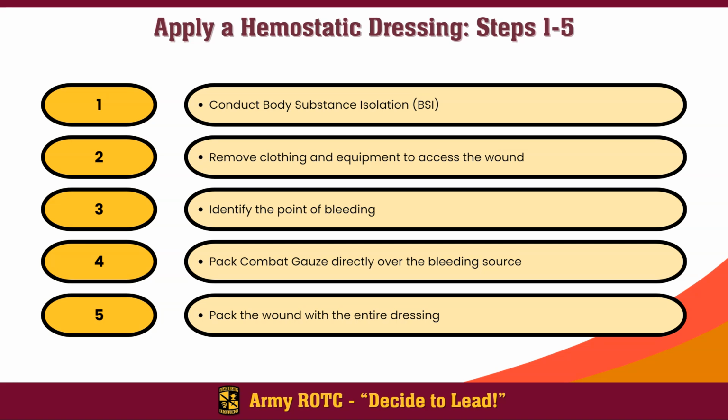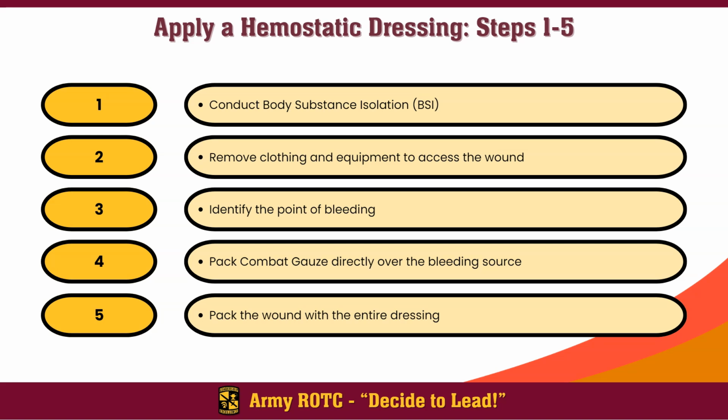Now, the first thing we want to do is conduct what we call body substance isolation. And with that, then you're going to remove the clothing and any equipment that might be in the way to access the wound. Now, that equipment could entail weapons, maybe ammo, their ballistic vests. There's a lot of things that can be involved with the equipment that could be in the way that we'll need to remove. Then you want to identify the point of bleeding. Now, you can't do that until you remove clothing, because just because a shirt's soaked in blood or pants are soaked in blood doesn't mean that you can see exactly where that blood's coming from, right?